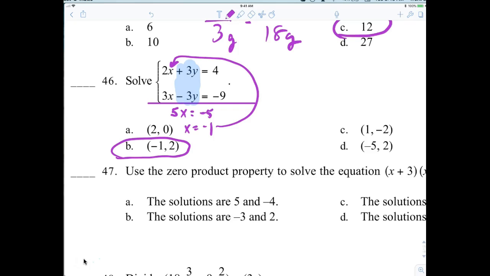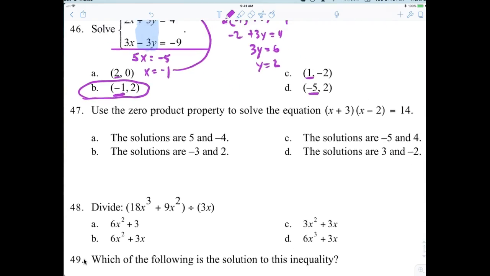Wait, so how would you know that y is 2 without doing that? Well, what I would do is I'd plug negative 1 in for x. So 2 times negative 1 plus 3y equals 4. You see that? Didn't you say you could tell it was 2 without even doing that? Yeah, because the only possible answer for x is negative 1. So 3y equals 6. So we knew y was 2.